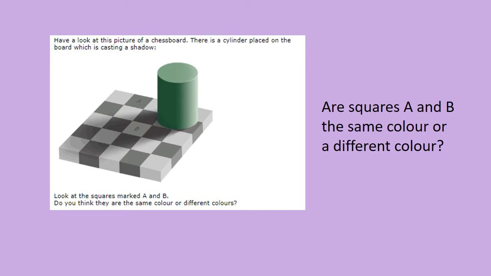Hi Year 6, today we're going to start by having a look at this picture. It's a picture of a chessboard and there's a cylinder placed on the board which is casting a shadow. Look at the squares marked A and B. Do you think they're the same colour or different colours? Pause the video and take a moment to make up your mind.